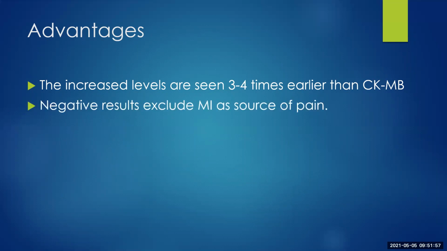If there is a negative result, we can exclude myocardial infarction as source of pain. So whenever there is a myocardial infarction or a heart attack, the patient has chest pain. Okay, one of the symptoms of myocardial infarction or heart attack is pain. When pain happens and we do myoglobin, and if myoglobin comes back normal, we can exclude the source of that pain as myocardial infarction. We can remove it from our differential diagnosis.